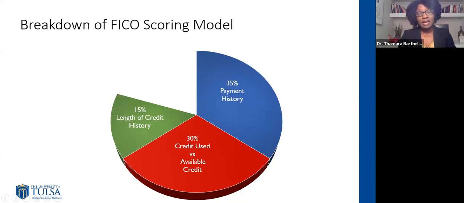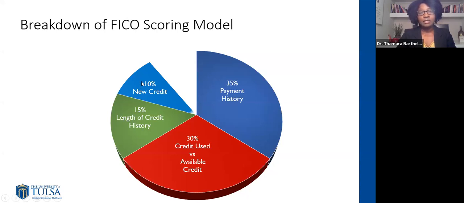So if you haven't had credit history for a long time, or if you are a beginner, chances are your credit score will not be in the 700s or in the 800s. It will probably start off at a lower score. Then we have 10%, which is new credit.